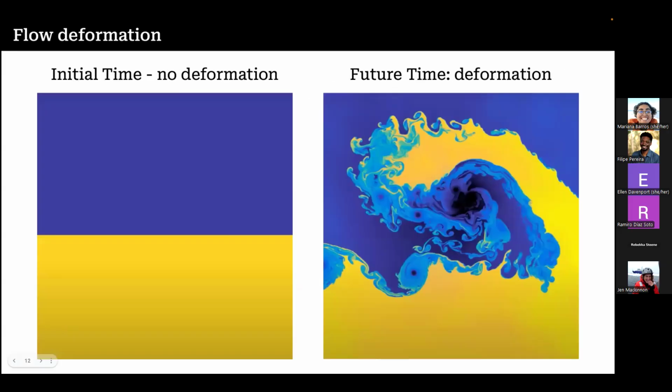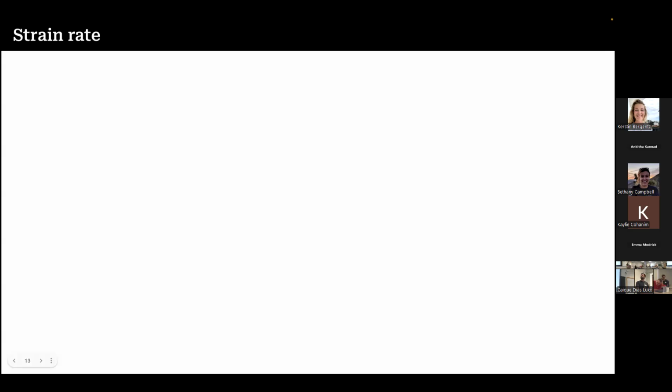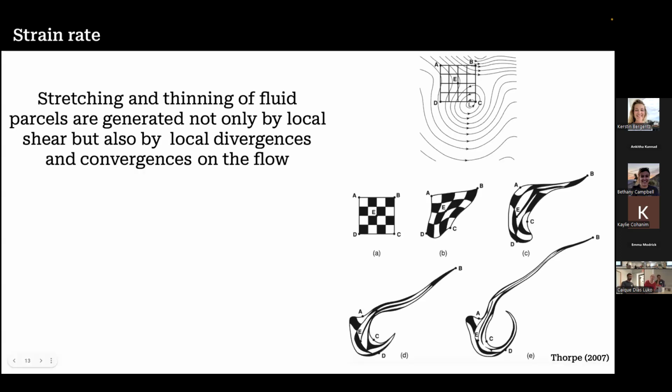And so here are just two snapshots from the video. The initial time when there was no deformation, there was no mixing. And a future time after turbulence happened, there's a lot of deformation. You see all this shearing happening. And this deformation, we can quantify how much was deformed with the strain parameter. And so all the stretching and thinning of these fluid parcels are generated by the shear that I already talked about, but also by local divergences and convergences in the fluid.